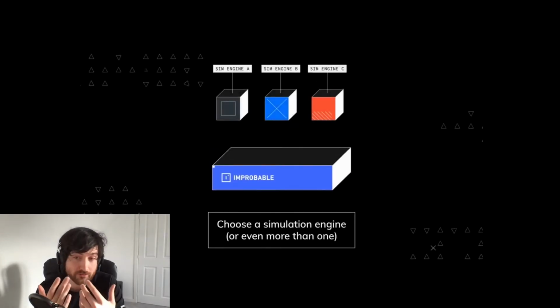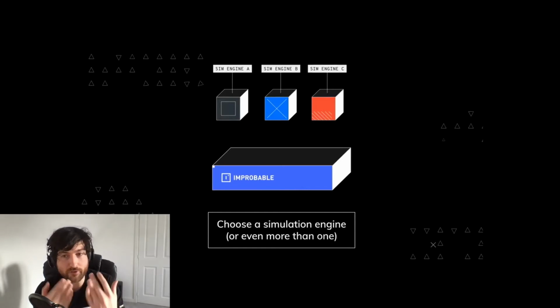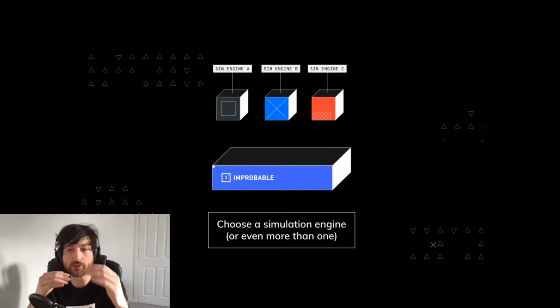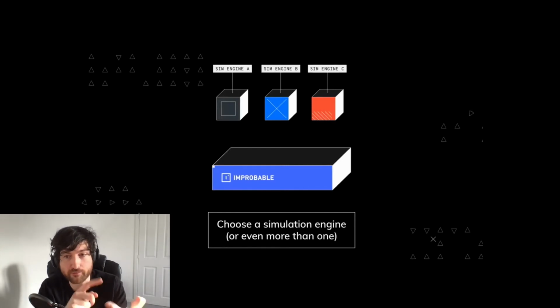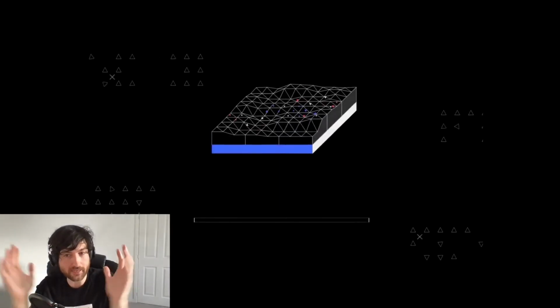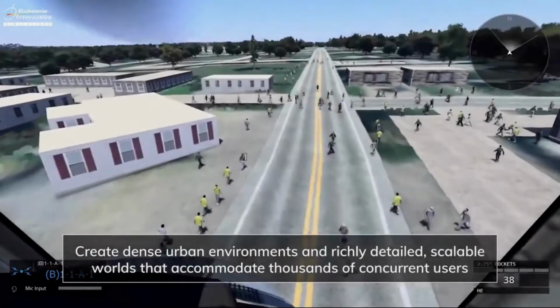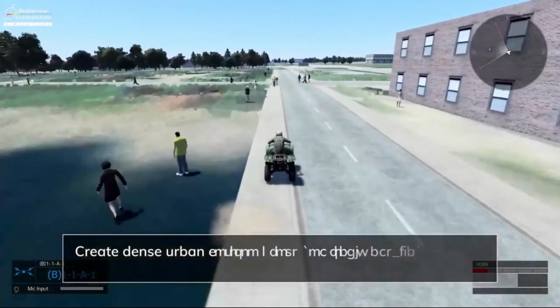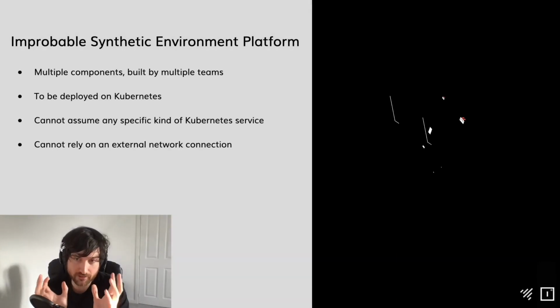So at Improbable, we've built a synthetic environments platform, and a synthetic environment is essentially just a highly scalable simulation or grouping of simulations that can be used to represent various movements across multiple domains. When I say a domain, I actually mean in the defense sense of the word. So we're talking land, sea, air, space, cyber, and we can simulate vehicle movements, civilian movements, and we can package all of that together and enable our customers to build a virtual world containing all of that information. So that's what our platform does.